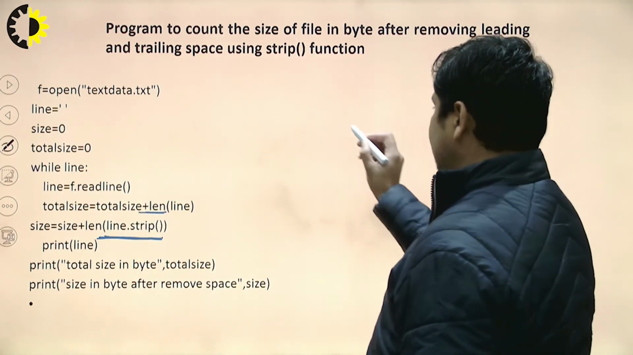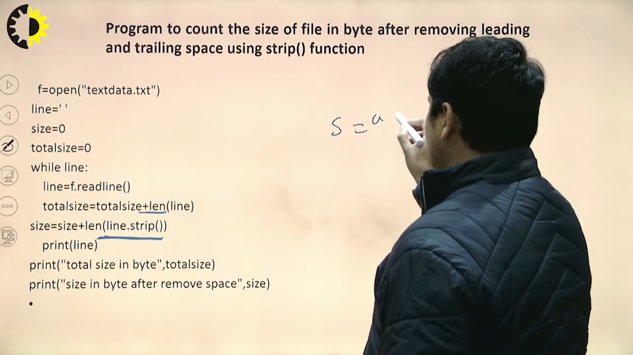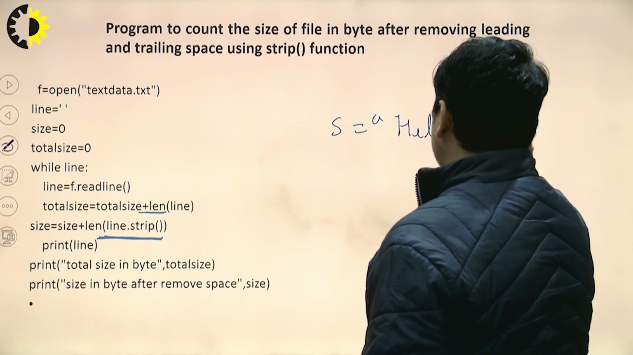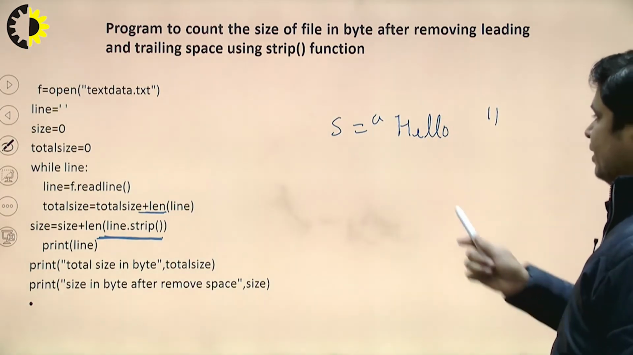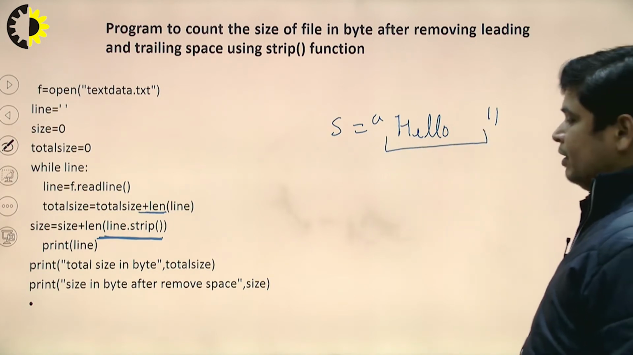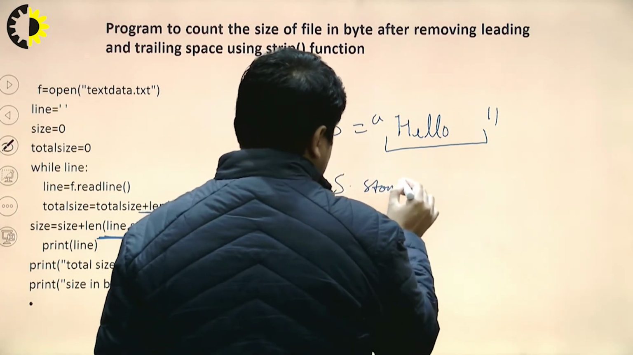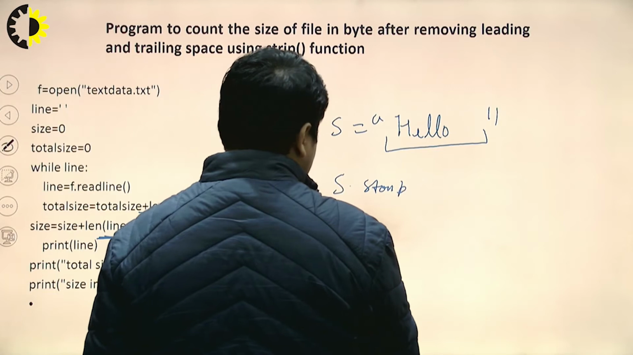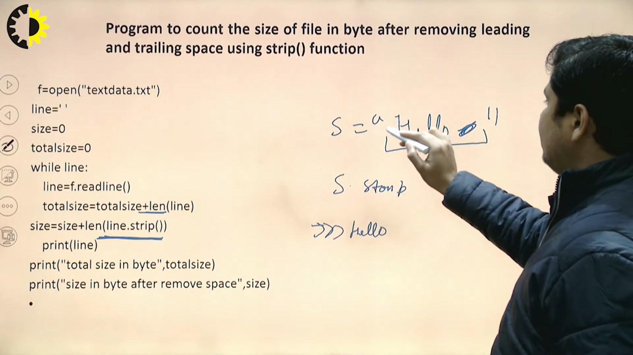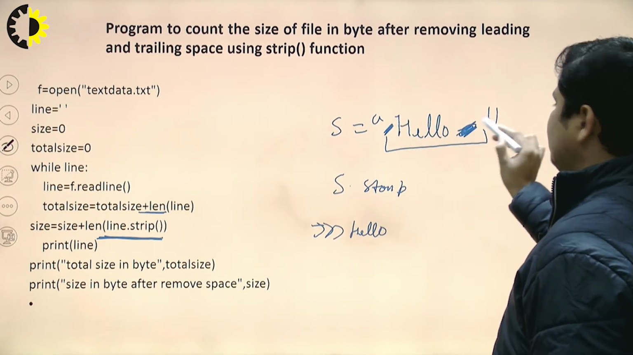Suppose we take a first example. Suppose we have one string, and this is the string. The string contains hello, and this is the string. So this string contains the data from this space to this space. Now I am going to write s.strip. Immediately I will get the output like hello. It will remove this space and this space. This is one space and this is, I think, 3 spaces. This space will be removed.